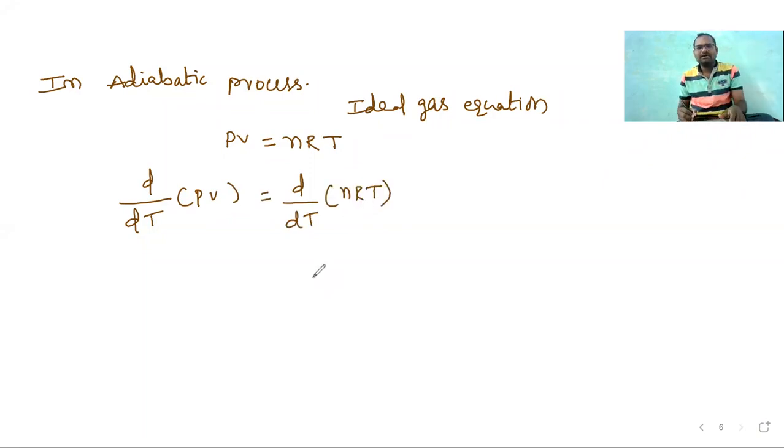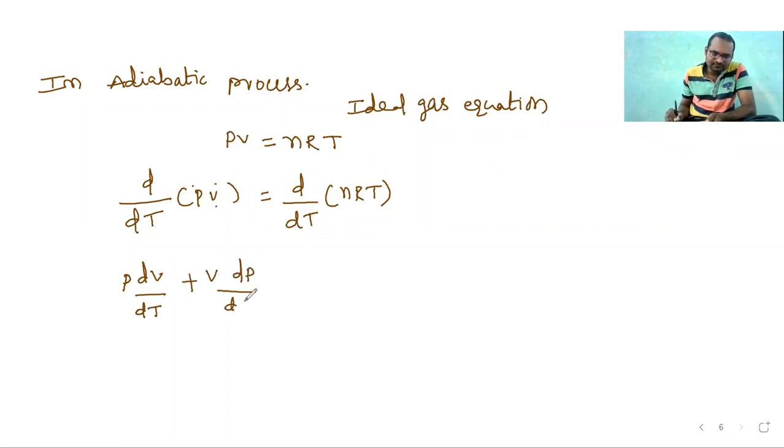Let us see what I will get. Here pressure and volume both are variables in adiabatic process. We can't say which is constant among pressure and volume. So both pressure and volume are variables. So we can write this as, first you consider P as constant, you will get P dV by dT. And second, you consider V as constant, you will get V dP by dT. Clear? This is in the form of the UV form.